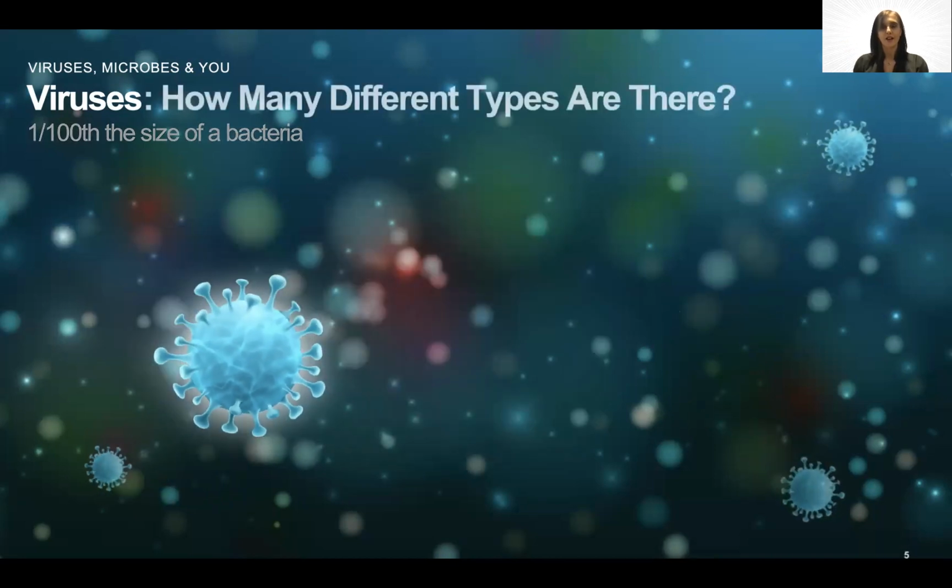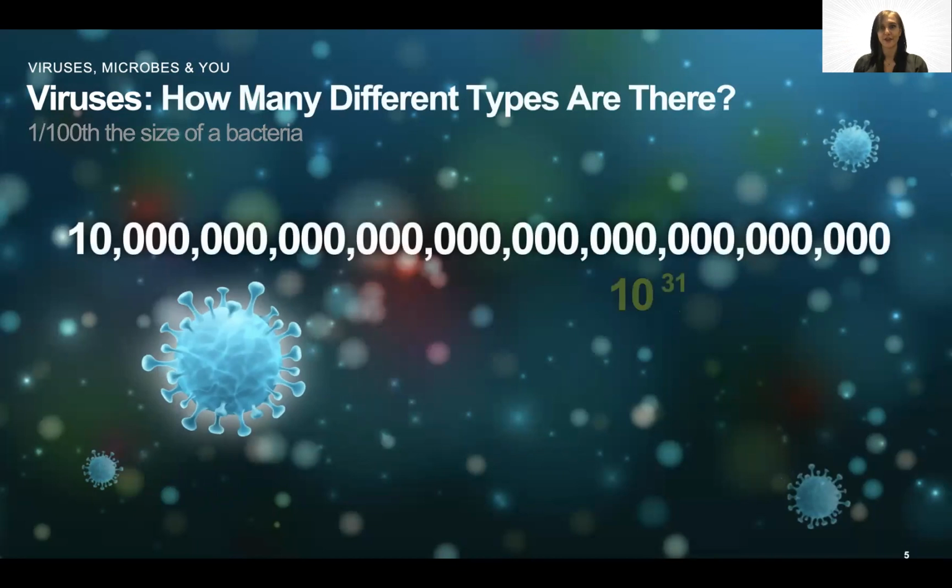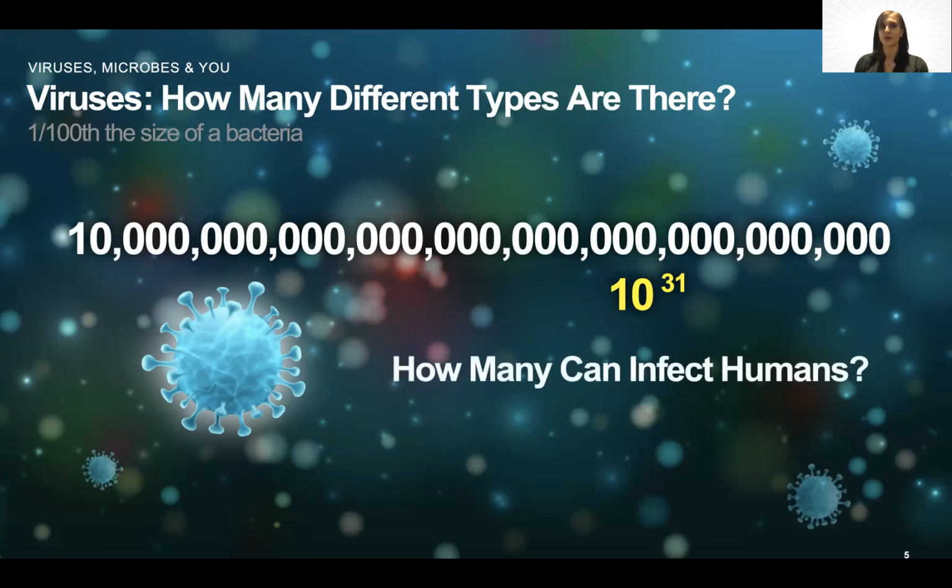Now, there are tons of different viruses out there. In fact, scientists so far have estimated and tracked 10 to the 31, 10 trillion viruses out there. That's a 1 followed by 31 zeros. And I bet you could name some of them: influenza, Zika virus, HIV, and now the SARS coronavirus 2. Of those 10 to the 31 viruses, only about 200 infect humans.